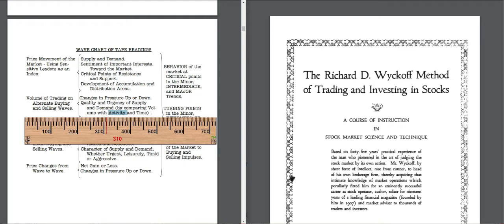So the volume of trading on alternate buying and selling waves, why Wyckoff used it was he looked at time and he looked at activity to help him determine whether the quality of the volume was good or bad. Alright. So first thing is volume, we're looking at it as pressure. Second thing is the quality and urgency of volume, meaning the quality of that supply, the quality of that demand. How do you determine it? You determine it by taking a look at the volume and time and activity.